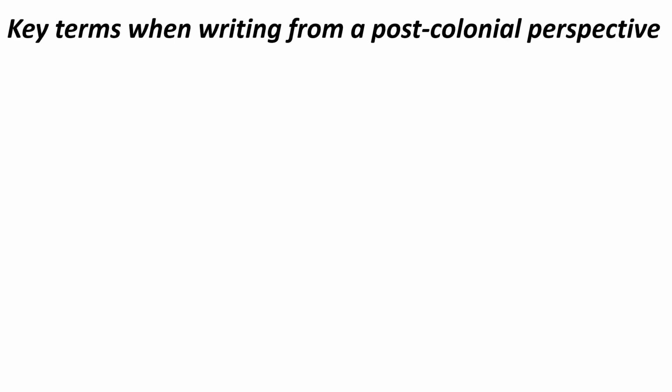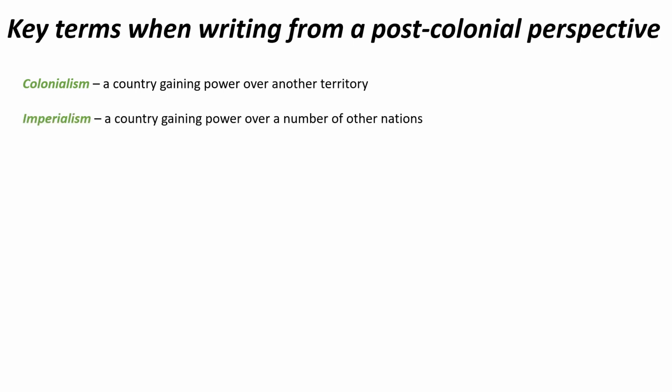There are a number of key terms that you're going to need to know if you're going to write from a post-colonial perspective. So firstly, colonialism is a country gaining power over another territory. Now, it's a bit different from imperialism, which is where a country gains power over a number of other nations. So whereas, for example, Britain started out planting a colony, then it grew into an empire, and we have the ideology of imperialism as they colonised sections of Africa, of India, and so on.